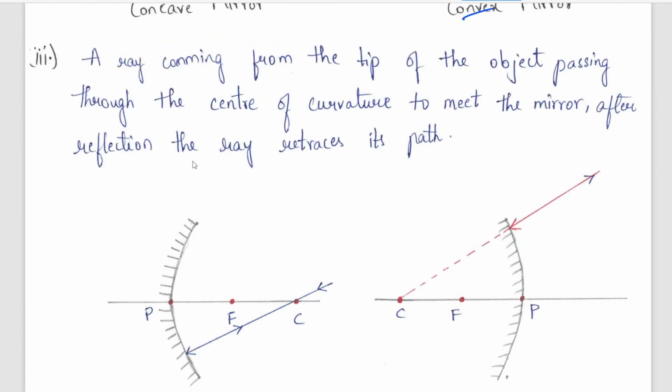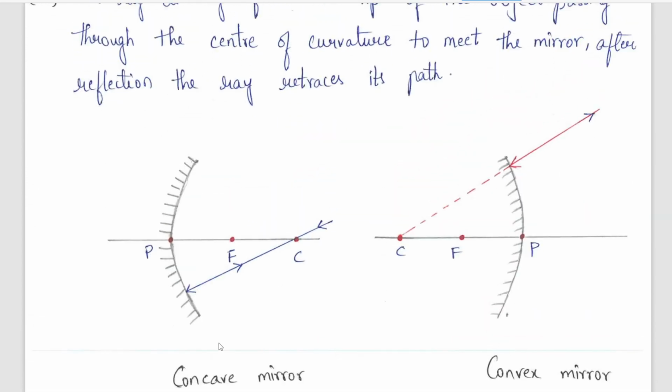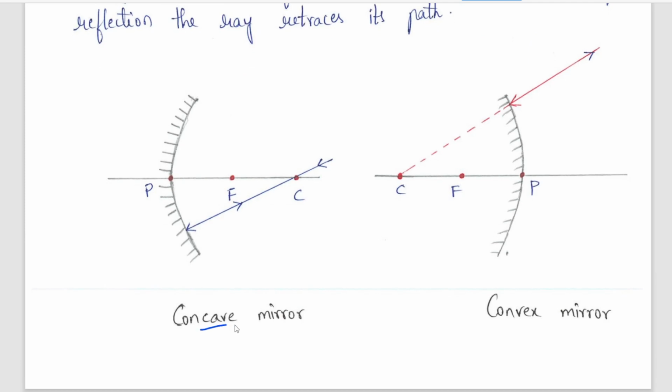Third rule is a ray coming from the tip of the object passing through the center of curvature to meet the mirror. After reflection, the ray traces its own path, because the light ray is falling 90 degrees to the mirror. So it traces its own path again. So this is about the third rule, and this is the concave mirror.